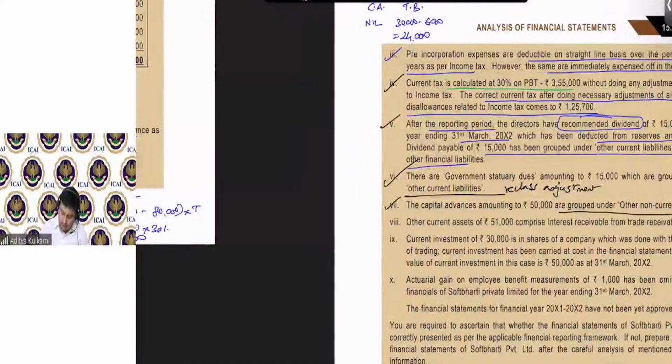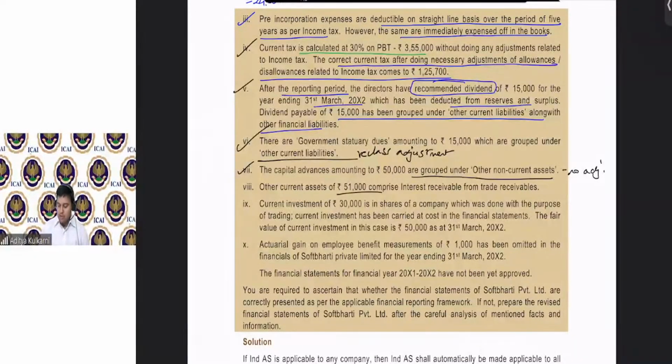Adjustment 8. Other current assets of 51,000 comprise interest receivable from trade receivables. Okay. What do I do with other current assets? What do I do with other current assets? 51,000. The heading also will remain the same? Yes.